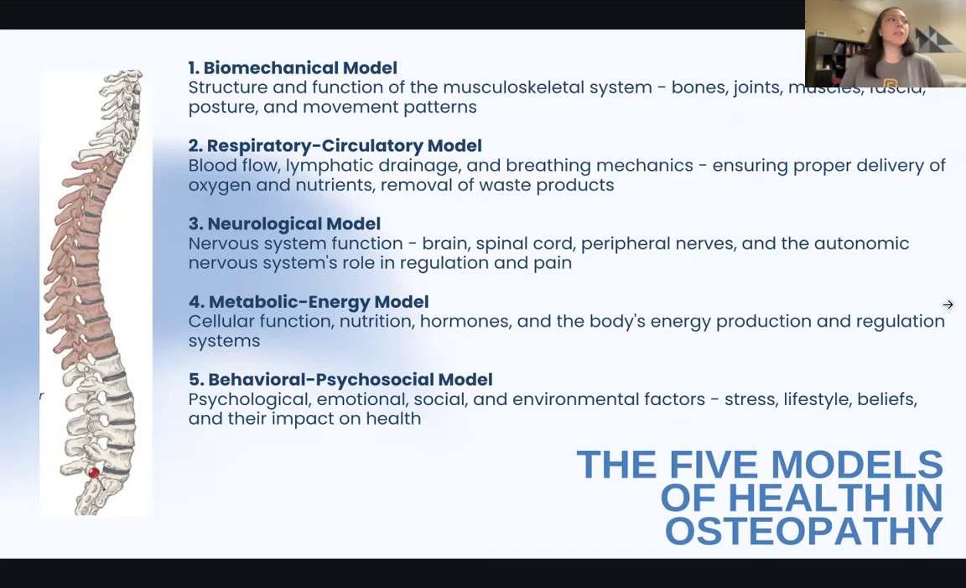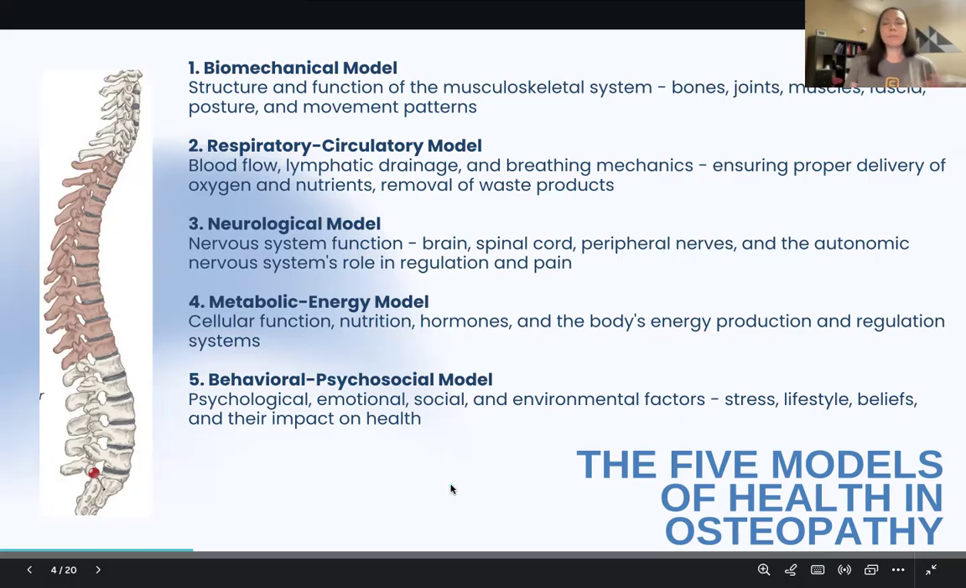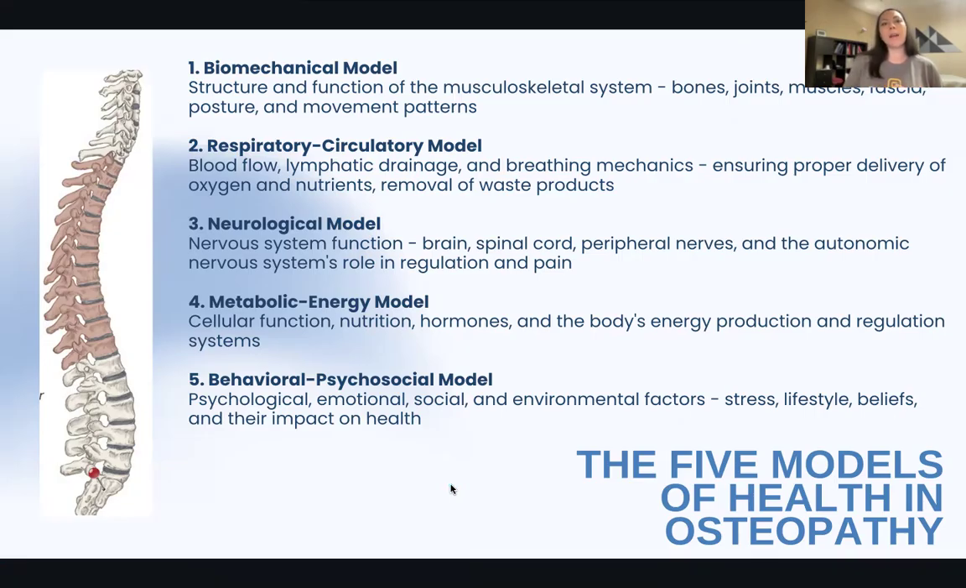In classic structural osteopathy, and I will discuss there's a couple of different systems of osteopathy, but in classic structural osteopathy, we work with five basic models of health. The biomechanical model seems pretty obvious. We have structure and function of the musculoskeletal system: bones, joints, muscles, fascia, posture, movement patterns.